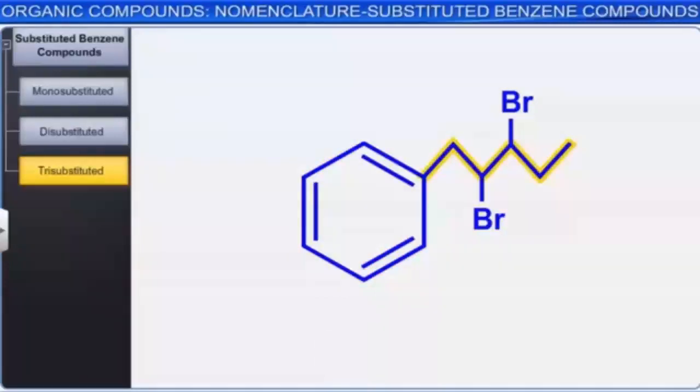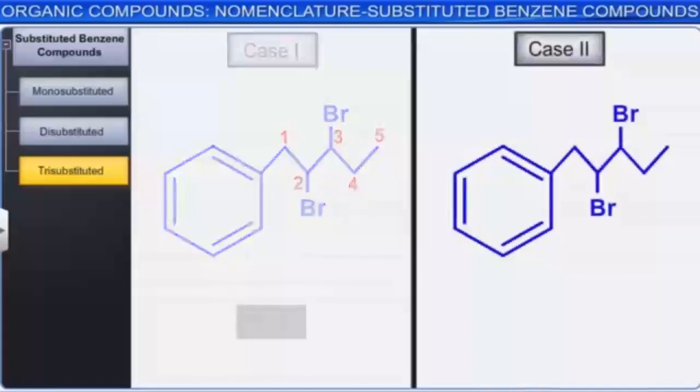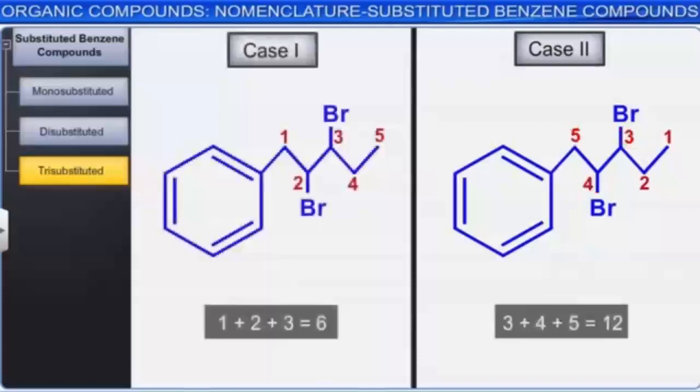In case 1, the carbon atoms are numbered from left to right. As a result, the substituent and the functional group are assigned the positions 1, 2, and 3. In case 2, the carbon atoms are numbered from right to left. As a result, the substituent and the functional group are assigned the positions 3, 4, and 5. According to the lowest locant rule, case 1 follows the correct way of numbering.